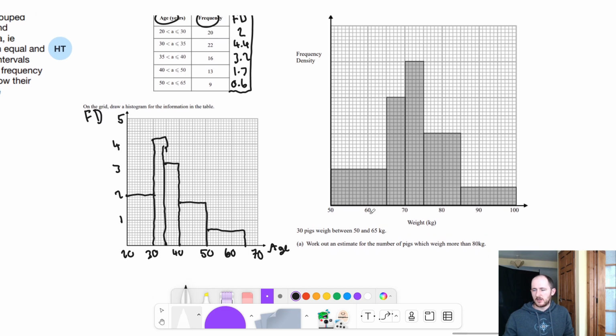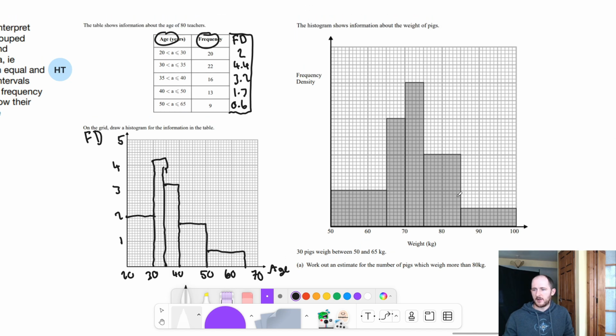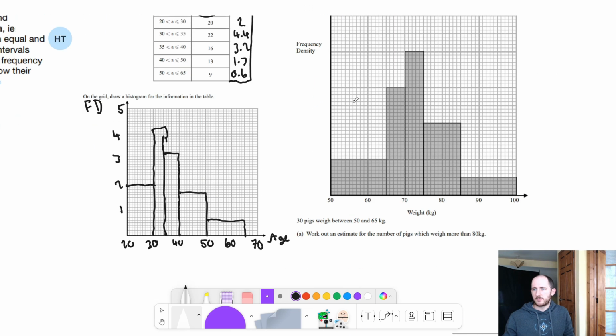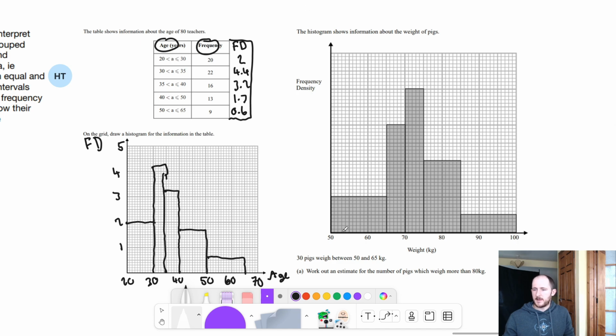So again, it should look, well, I mean, this isn't the answer, obviously, this is a different kind of histogram, but we'll go through this one as well. It shows the information about the weight of pigs. 30 pigs weigh between 50 and 65, so between 50 and here. Work out an estimate for the number of pigs that weigh more than 80 kilos.